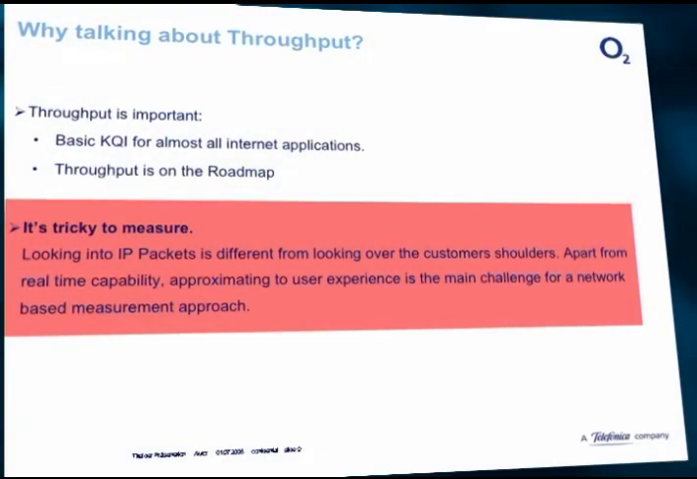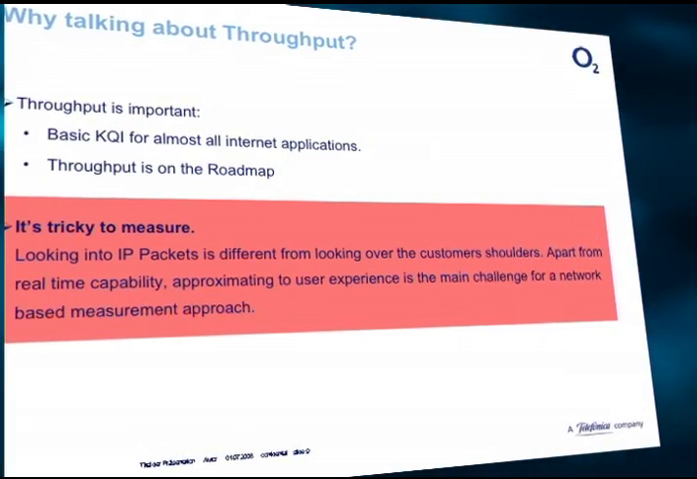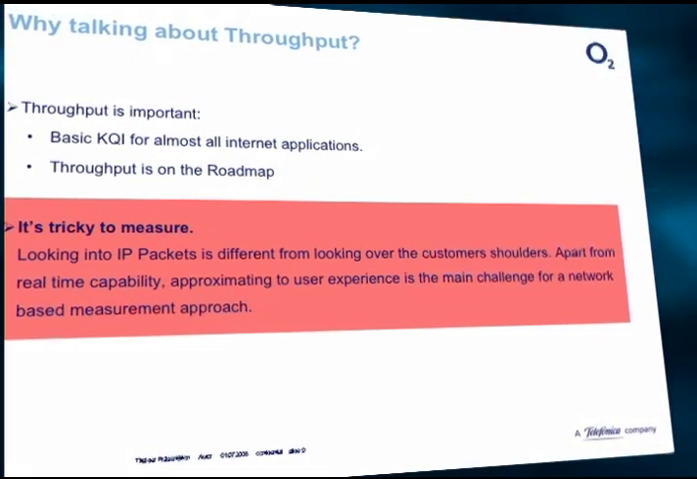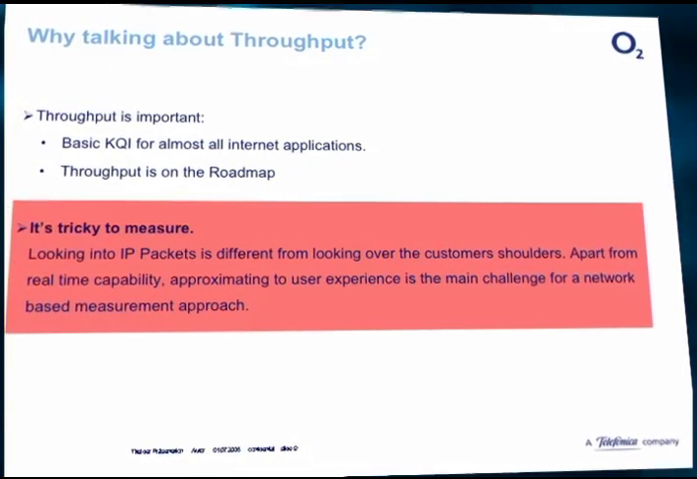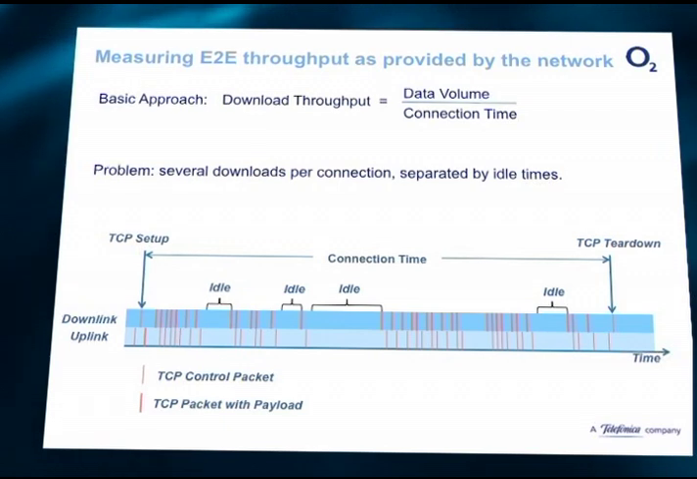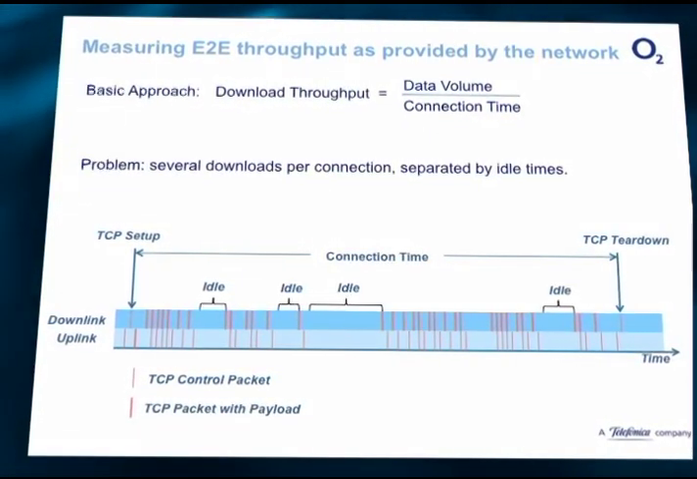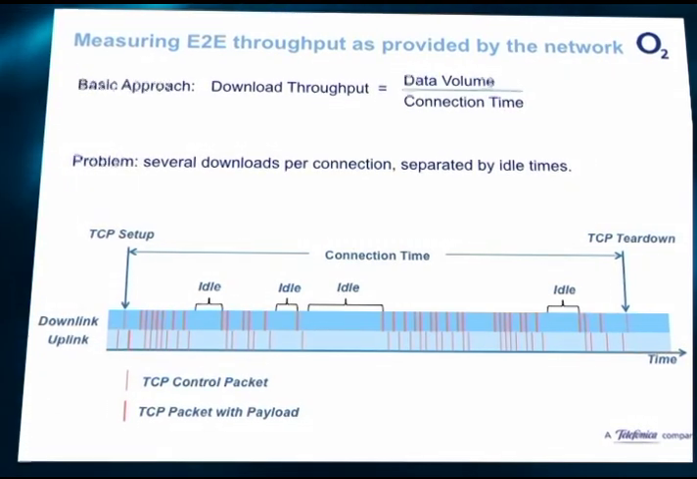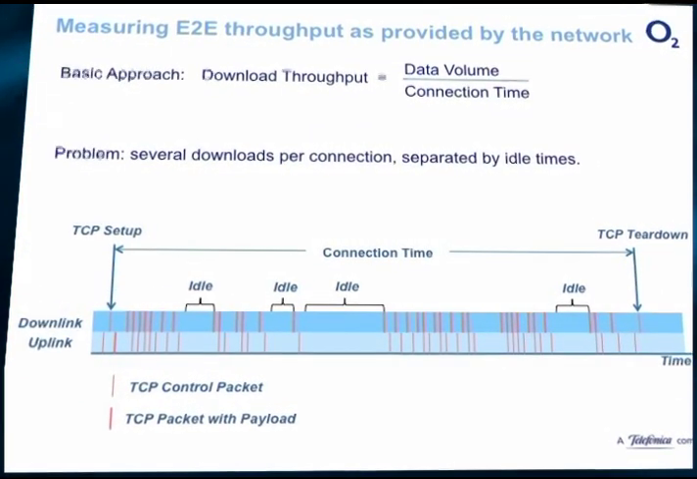Why is this useful? It may be useful for strategic marketing, customer care, capacity engineering, traffic management, as an input trigger maybe, and also other possibilities. So the basic approach to measure throughput: the first step you may take is just to measure the TCP connection time and the total volume of data that is transmitted, and then divide the data volume by the connection time.